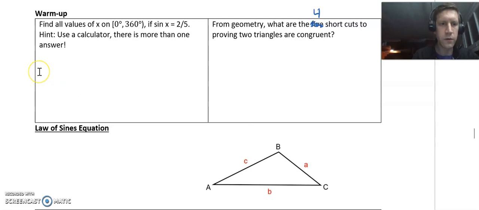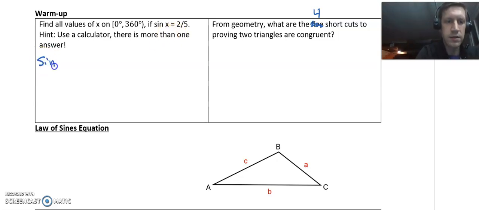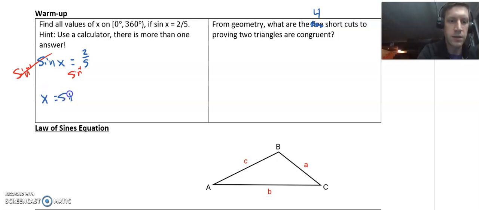Find all values of x between 0 and 360 if the sine of x is 2/5. This is a calculator problem. The sine of x is 2/5, so x is our angle, and the sine of that angle is 2/5. To undo that sine function, we have to do the inverse of it, which is inverse sine. Inverse sine and sine offset each other, and I'm left with x equal to inverse sine of that fraction, 2/5.